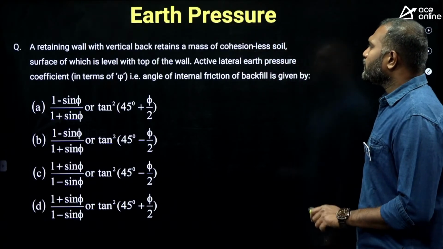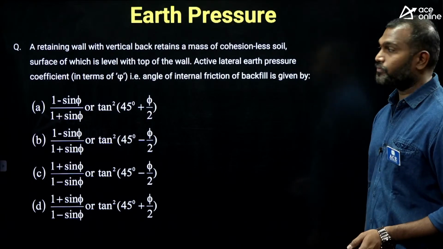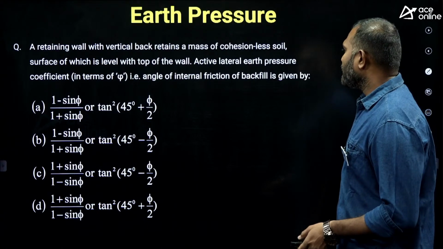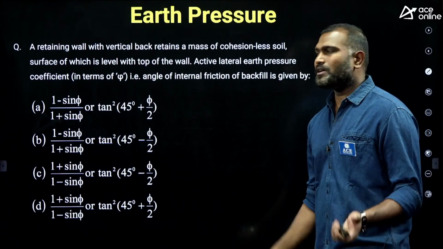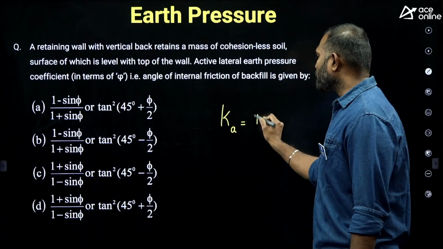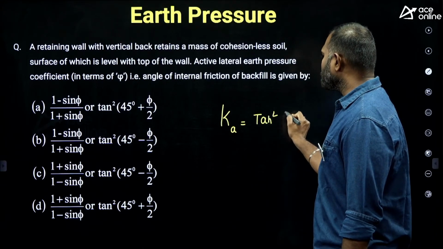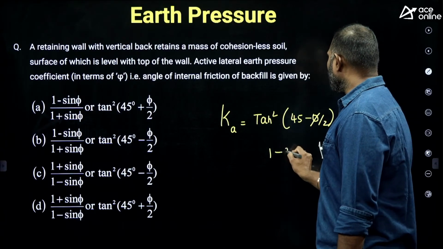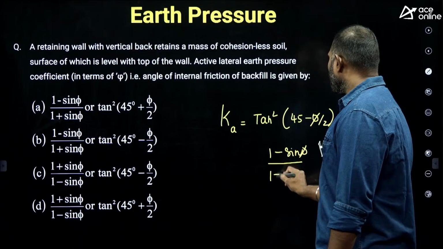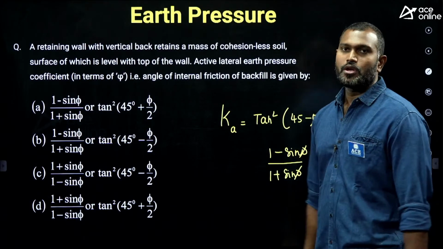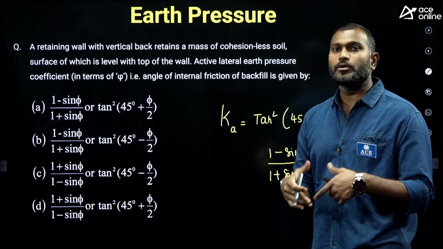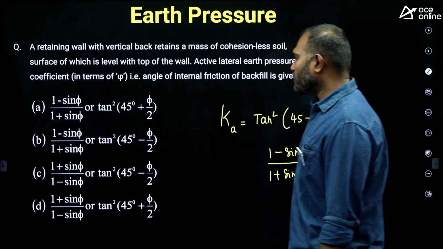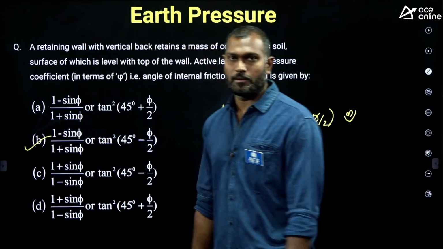A retaining wall with a vertical back retains a mass of cohesionless soil. What is the active lateral earth pressure coefficient in terms of phi? The active lateral earth pressure coefficient Ka is equal to 1 by tan square 45 plus phi by 2, or tan square 45 minus phi by 2, or 1 minus sin phi by 1 plus sin phi. So from the given options, the answer is option B.